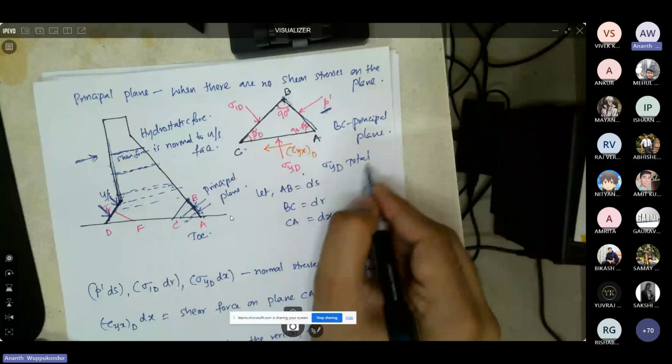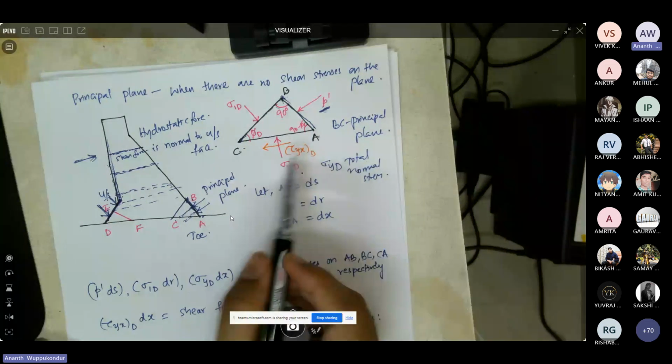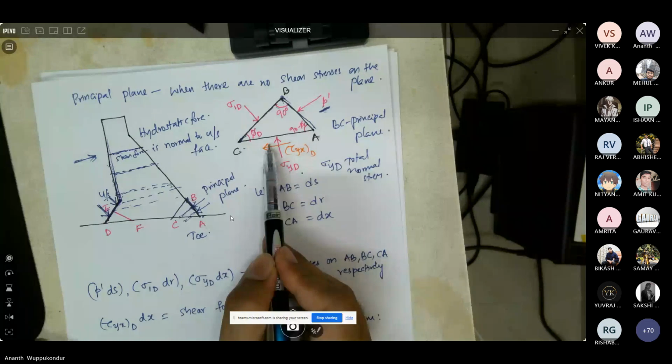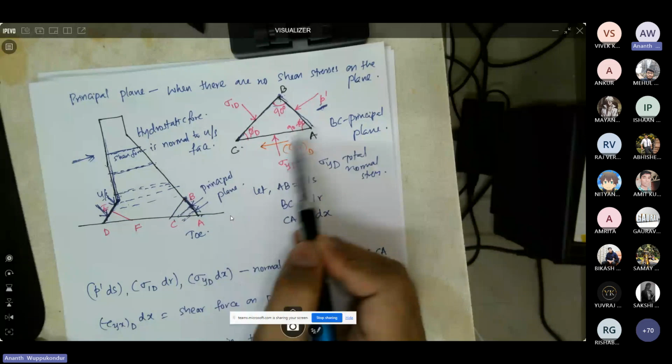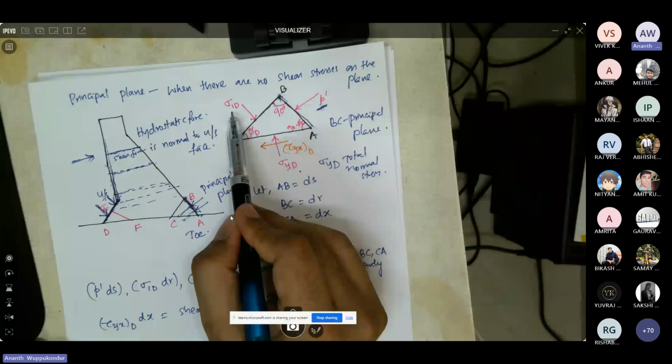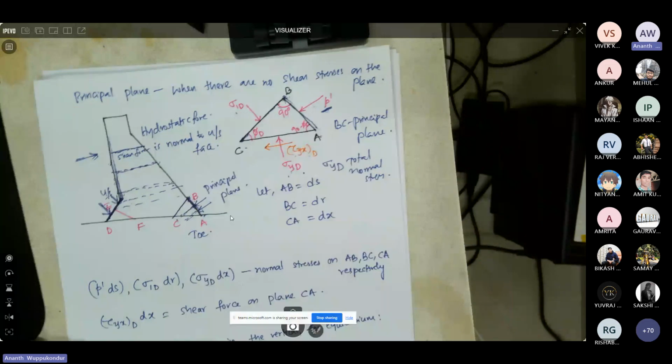But at the base AC, you also have shear stress, which is acting in this direction, in the horizontal, which is because of the friction. So you have three planes AB, BC, and CA, and the corresponding normal stress and shear stress are P prime, sigma 1D, sigma YD, and tau YX. So these are the normal stresses and the shear stresses acting on this triangular element.